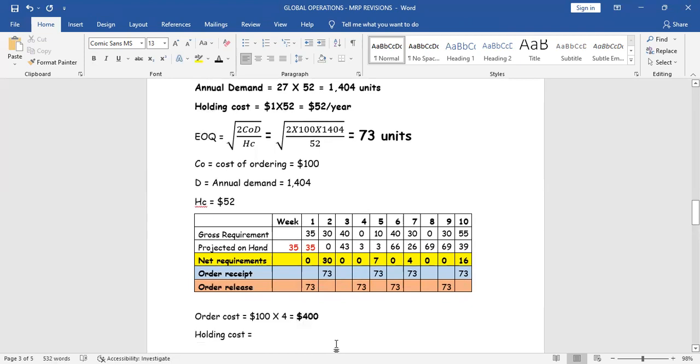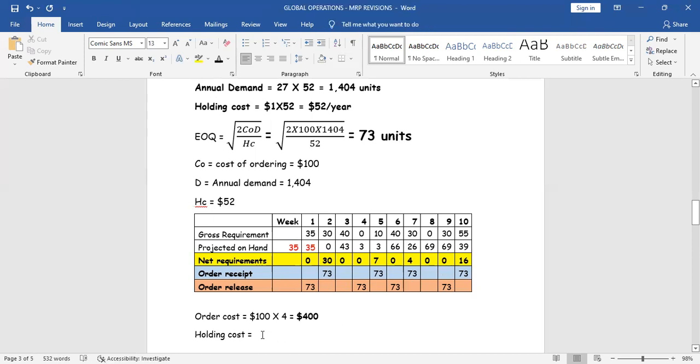Holding cost. Yes, let's pay attention here. For holding cost, we are looking at the inventory which is projected on hand. Now, the 35 was not projected on hand; it's coming from the previous period as I've explained. We just threw it in week 1 because it was seated here. But we can say 43, 3, 3, and 66, 26, all these are projected on hand. 69, 69, 39, these were held.